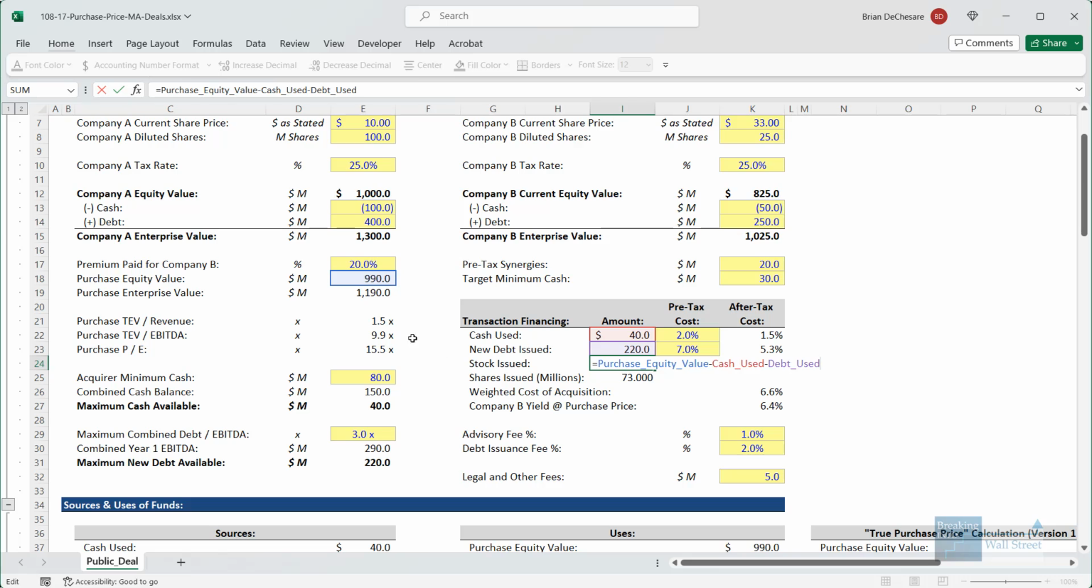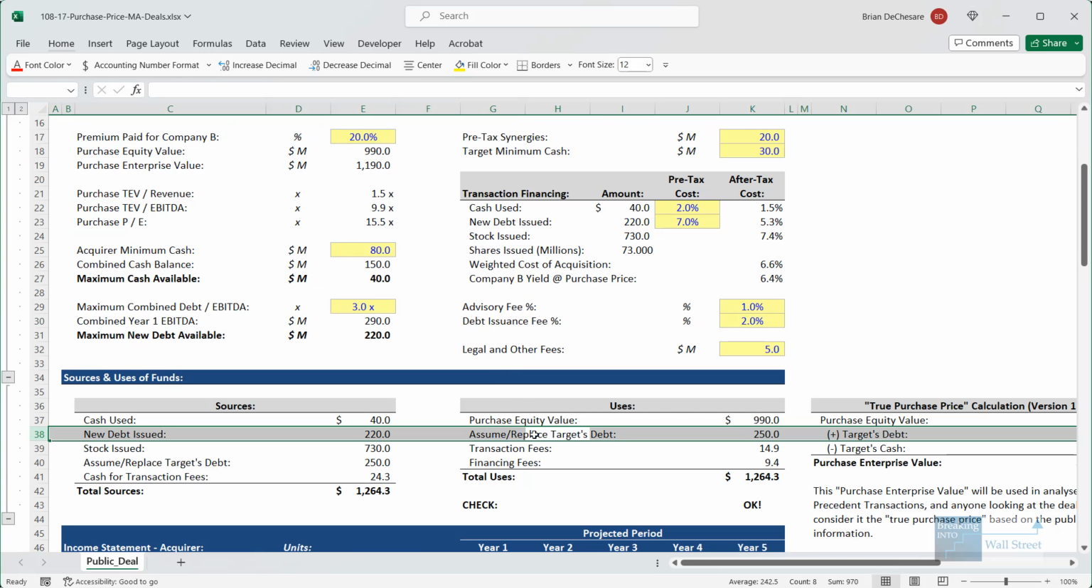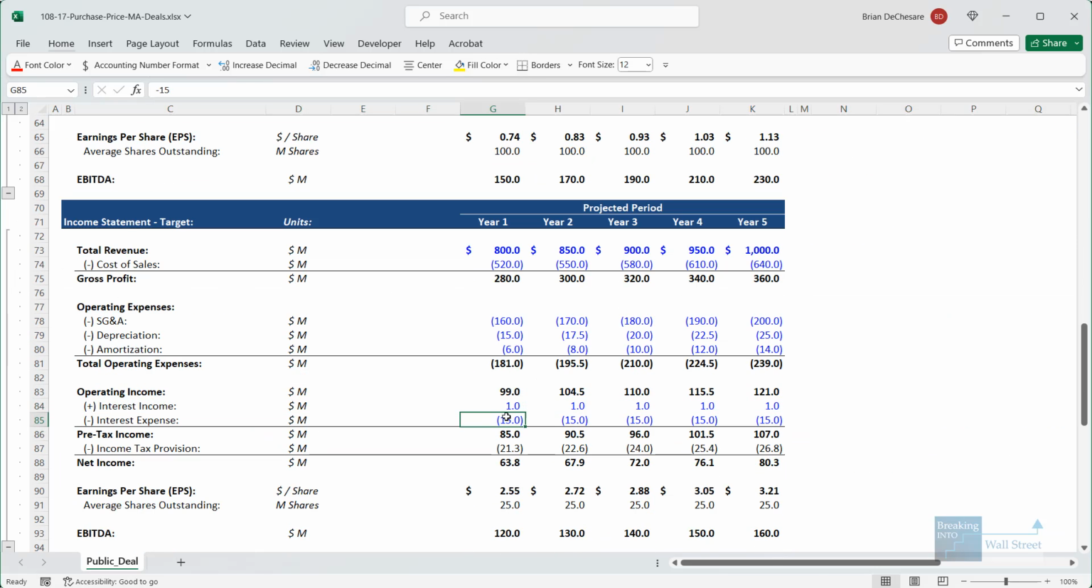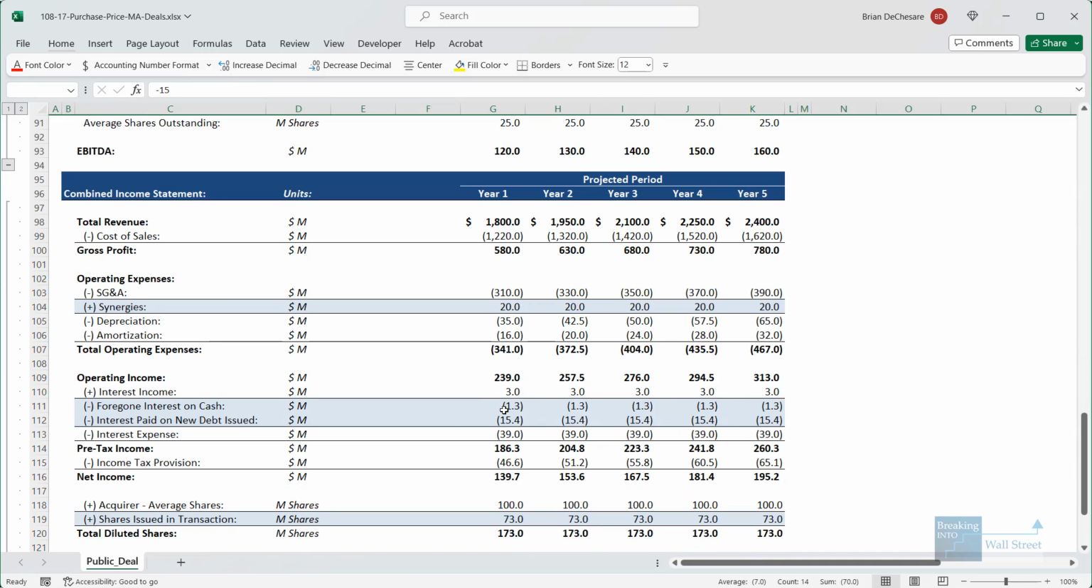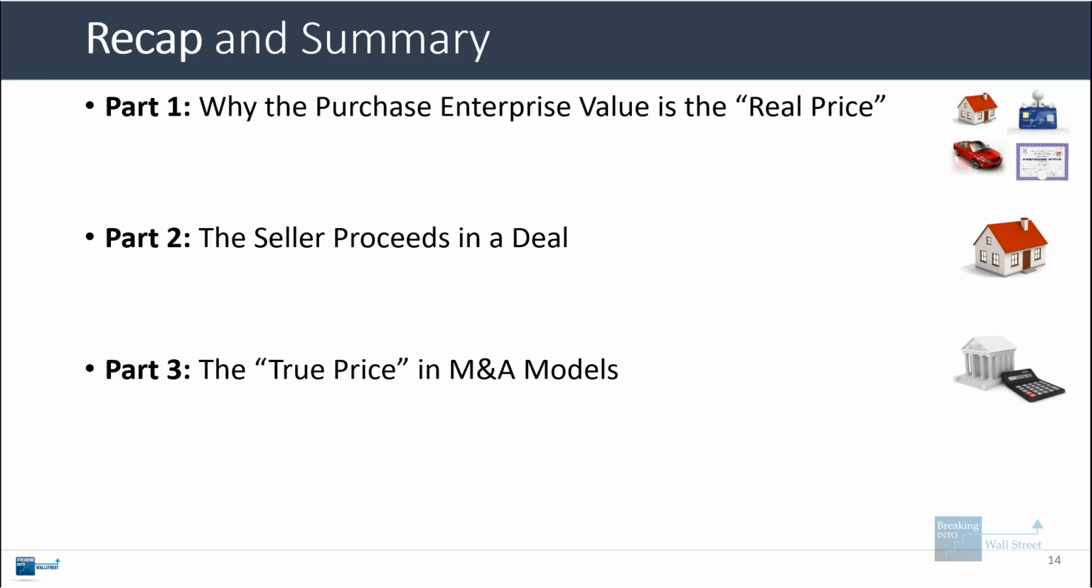the accretion dilution, the purchase equity value is the key driver here because the fact that the target has debt and has cash and has interest income and interest expense, this doesn't really affect line items like the foregone interest on cash, the interest paid on new debt issued, or the shares issued in the transaction. Instead, it only really affects the combined interest income and combined interest expense. But these are always going to be here regardless of the deal type or what the buyer does with these items from the seller. So that's about it for this lesson. I hope this clarifies some of these points, and I hope you have some better examples now of how this works in Excel.